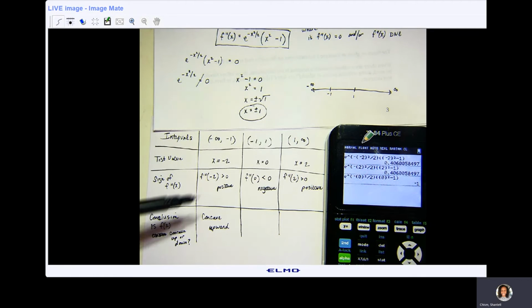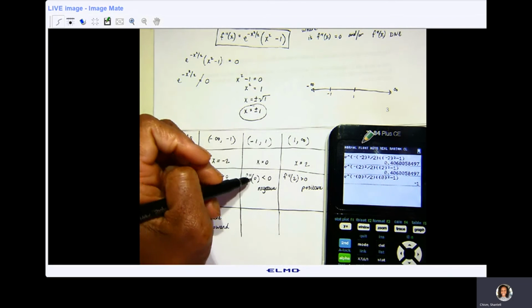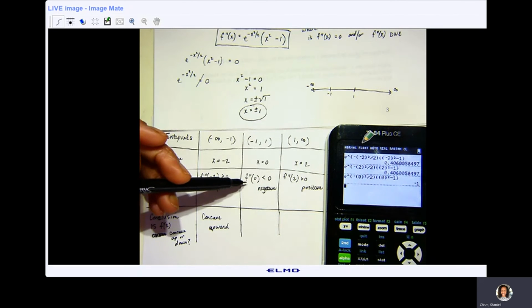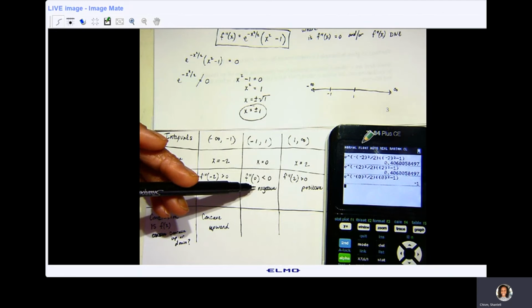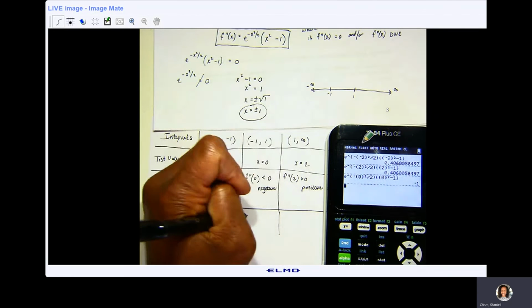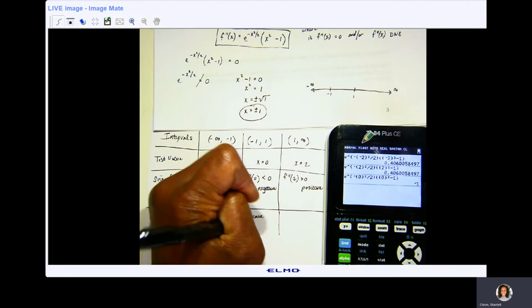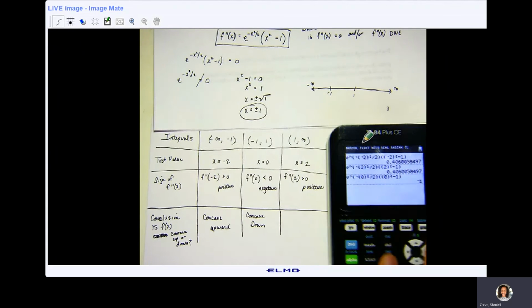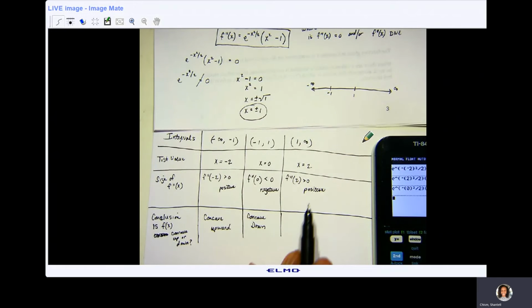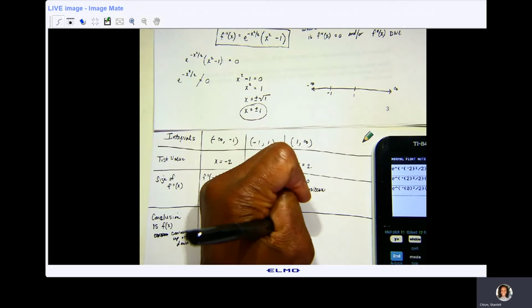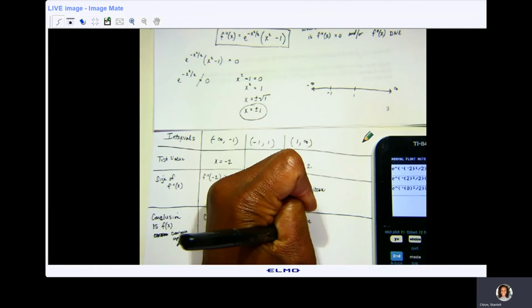So what that means is, you can even go further. If the second derivative is positive, that means the first derivative will be increasing over this interval. Hence, the original function is concave up. Here, the second derivative is negative, so the first derivative is decreasing over the interval, so the original function is concave down. And lastly, the second derivative is positive here, so it is concave up again.